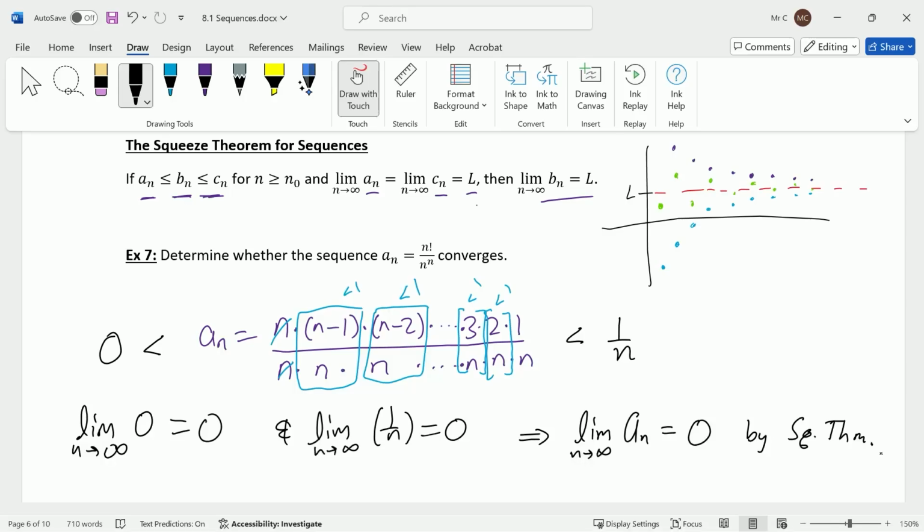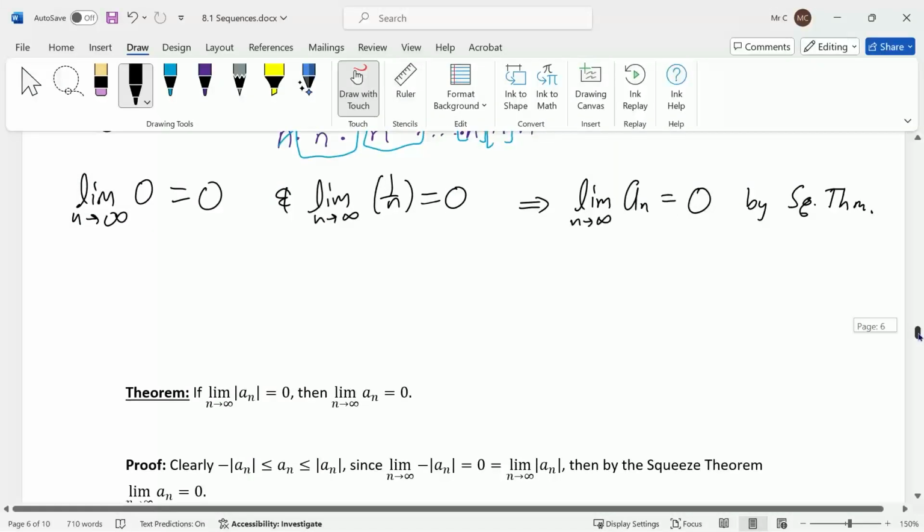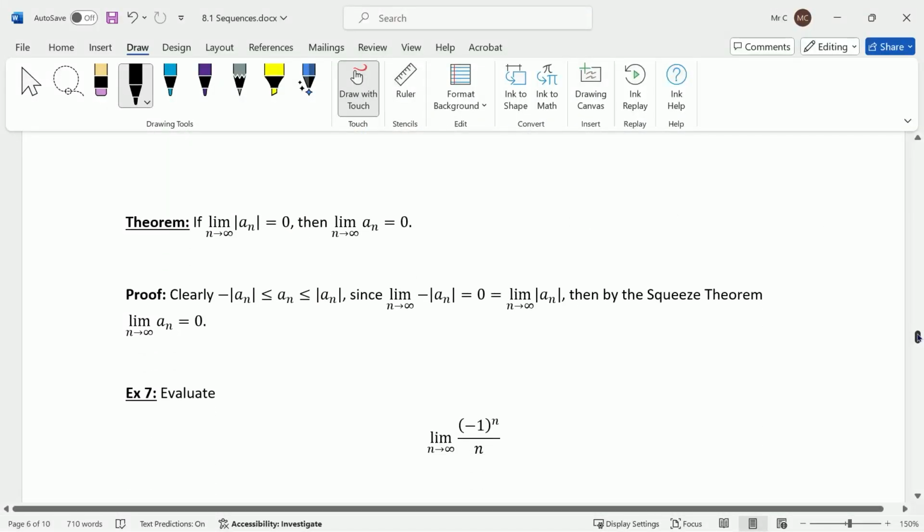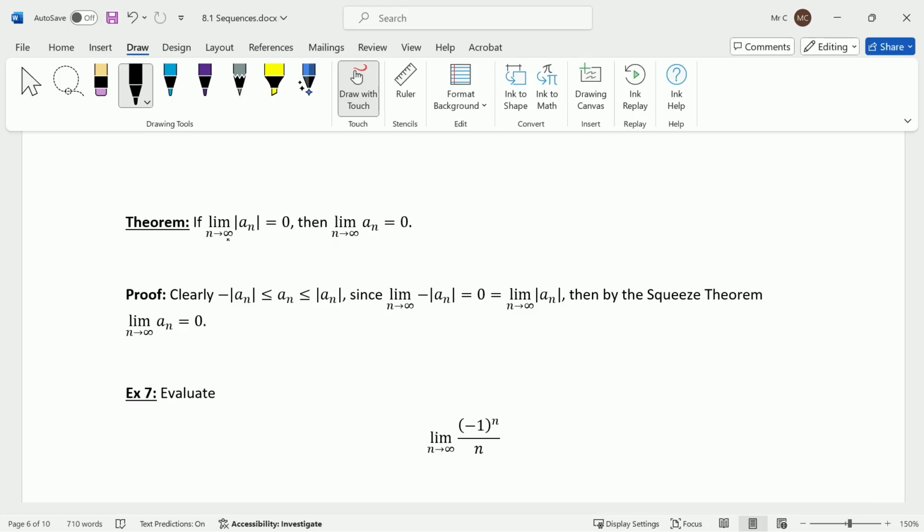All right, well, that's it for that example. So now we're going to move on to a theorem that is a direct result of the squeeze theorem. So this theorem says if the limit as n goes to infinity of the absolute value of a sub n is 0, then the limit of the original sequence must have also been 0.